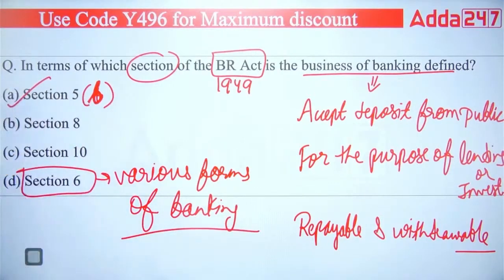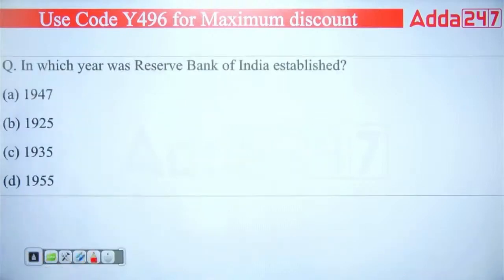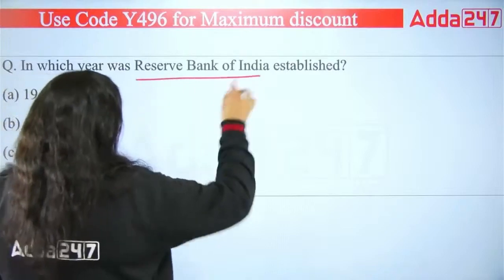Okay, what are the other businesses or services banking can provide? That is defined under section 6. So the right answer for this question will be A. Section 5 talks about the business of banking. Clear? Now, next question: in which year was the Reserve Bank of India established?